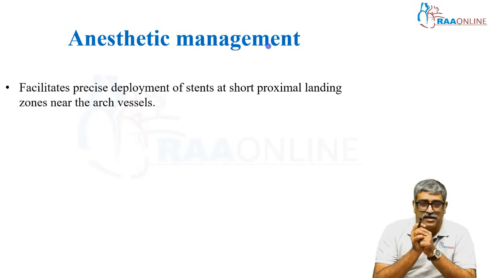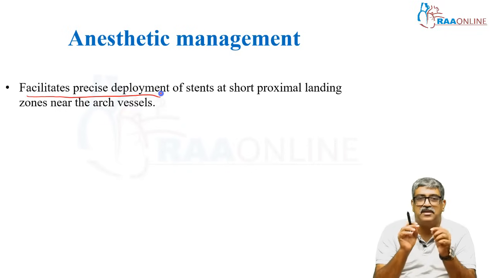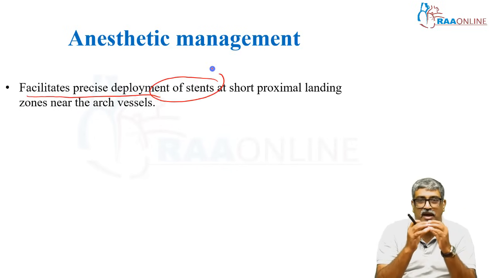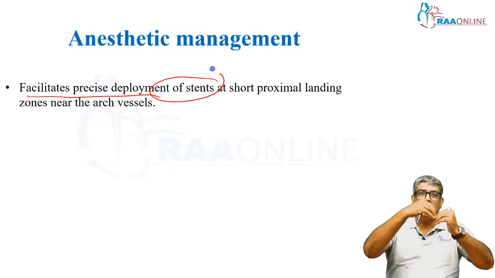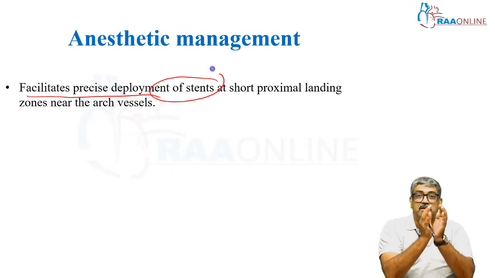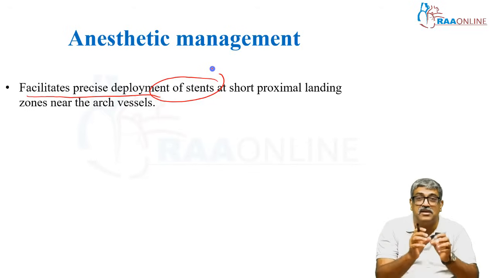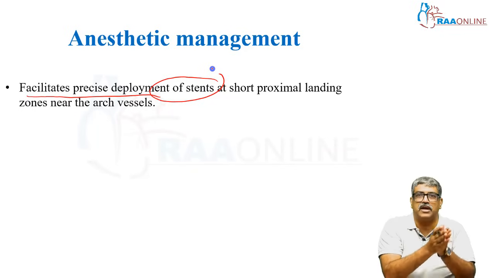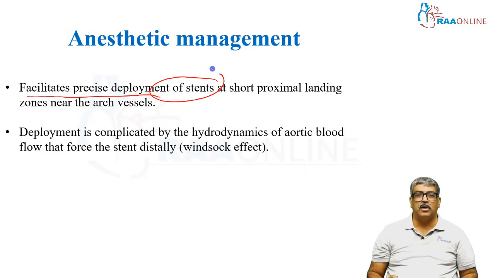Coming to anesthesia management, anesthesia management facilitates precise deployment of the stent at a short proximal landing zone. There is only a small area through which the proximal stent is being deployed, and these areas are very small. So your anesthetic management should facilitate the landing zone in an appropriate, precise location where it should be landed. For that, anesthesia management plays a major role.